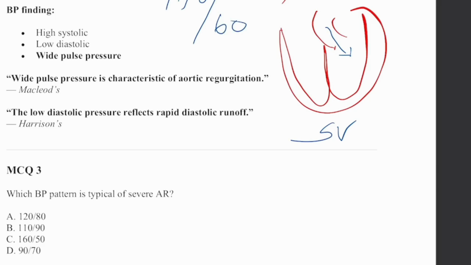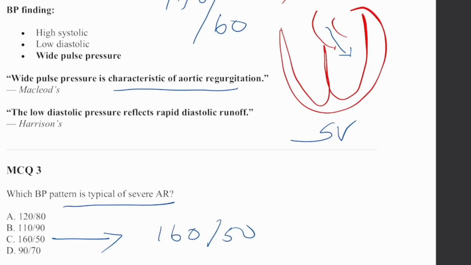So wide pulse pressure is characteristic of aortic regurgitation. And as we know, the pulse pressure is the difference between the systolic and diastolic pressure. So the question is, which BP pattern is typical of severe AR? The systolic BP will be high, so the correct answer is C, 160/50. It may not be exactly 160. The only thing I am trying to highlight is the increase in the pulse pressure. Hope this point is clear.